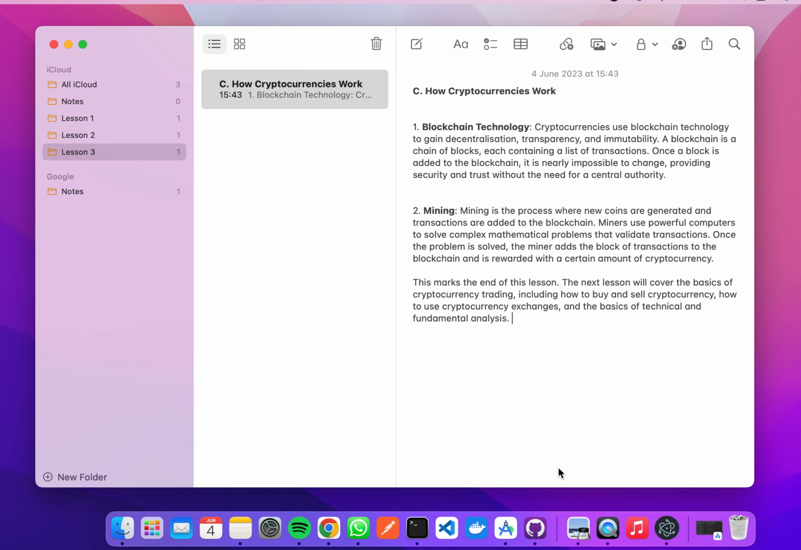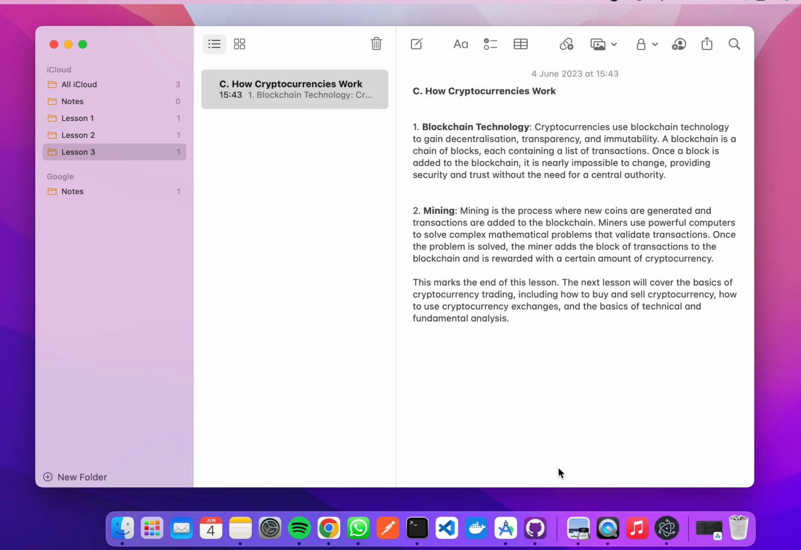In our lesson today, the first thing that we're going to talk about is blockchain technology. We've defined on our previous lesson what blockchain is. So cryptocurrencies use blockchain technology to gain decentralization, transparency, and immutability. We've already covered what decentralization is, and I think transparency, you can now understand what that means. Immutability means that whatever is recorded on the blockchain cannot be changed.